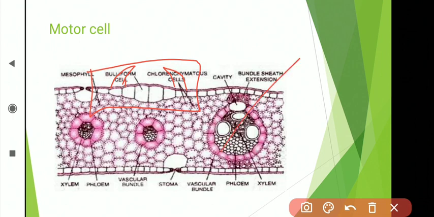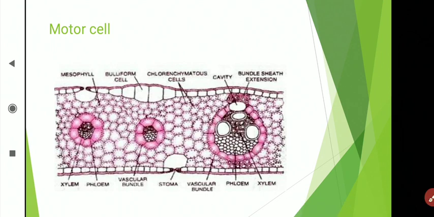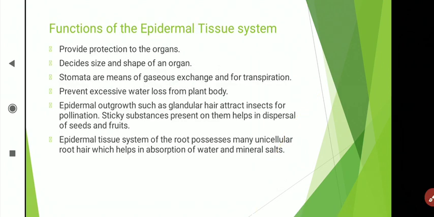So let's see what are the functions of epidermal tissues or the epidermal tissue system. Epidermis is the outermost covering of plant organs, hence it provides protection to the internal organs. It is the limiting layer of an organ, hence it decides the size and shape of an organ. Like in humans, the skin is the outermost layer and decides the size and shape of the organs, likewise epidermis is the limiting layer of a plant body, which decides the size and shape of an organ or plant body.